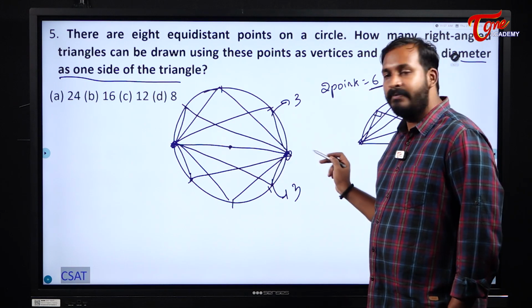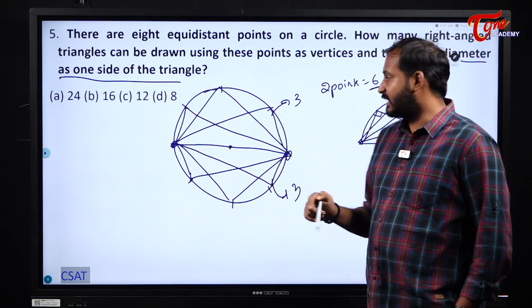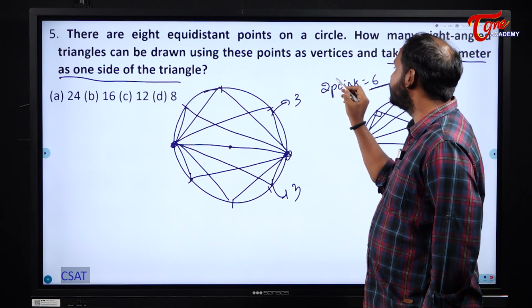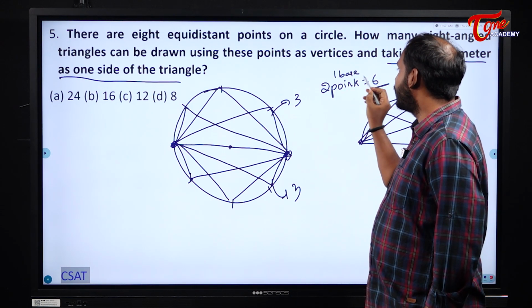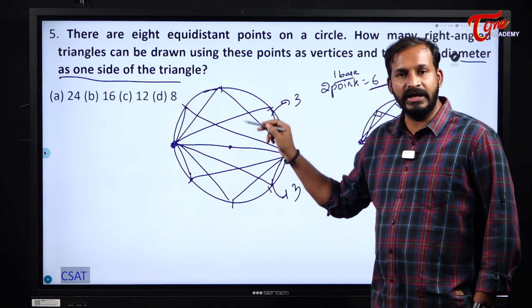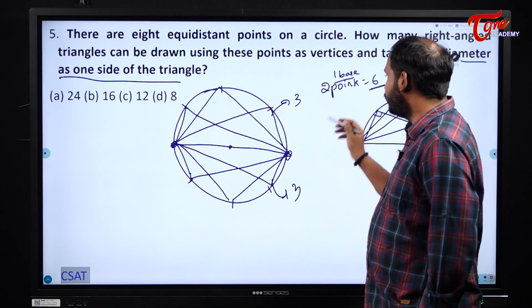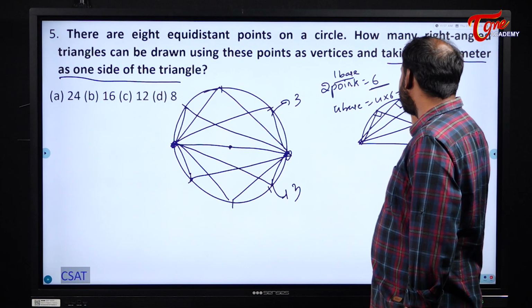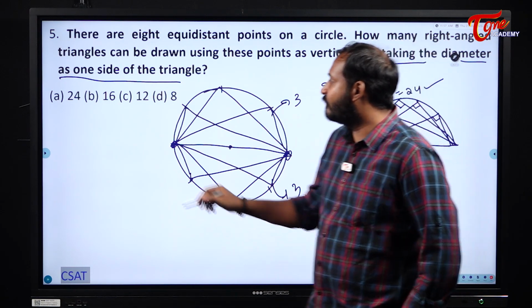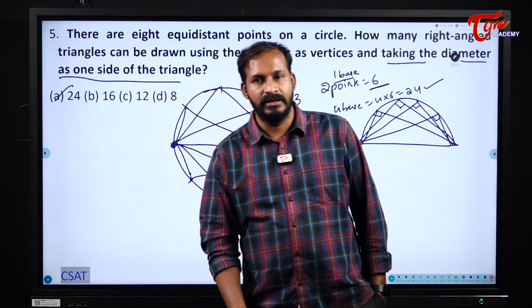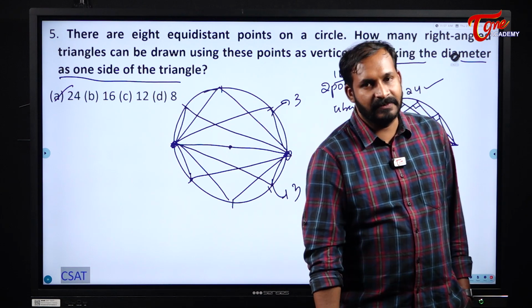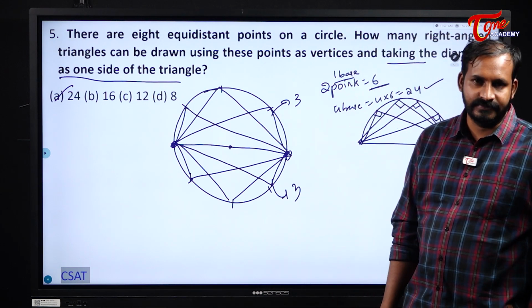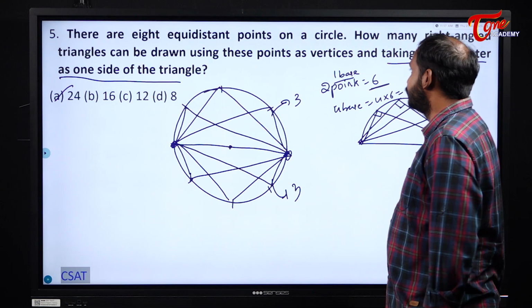With one base, I got 6 triangles. 2 points means 1 base, right? Now I have 8 points, which means 4 bases. With 4 bases, how many will I get? 4 into 6. 24 right angled triangles can be formed. Okay, students, right? Next one.